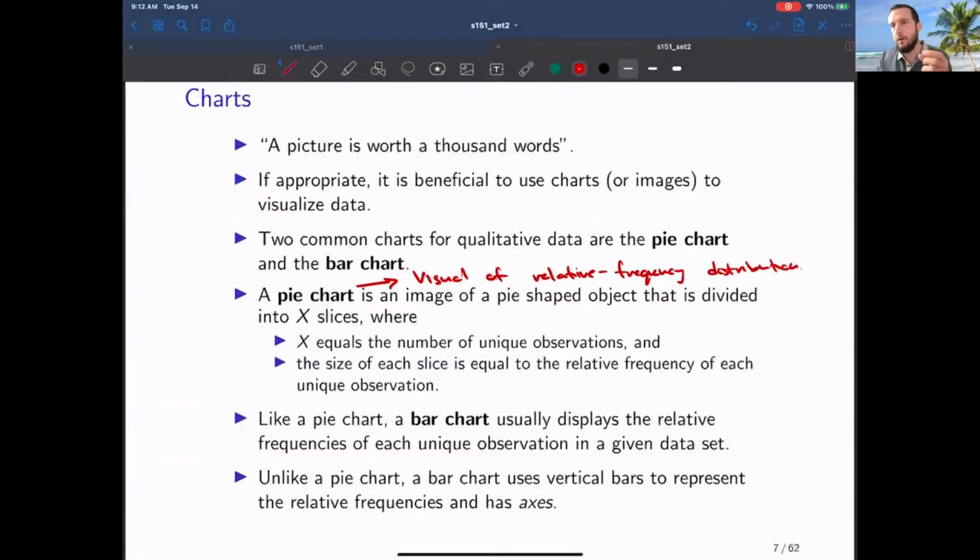A bar chart serves the same purpose as a pie chart, except that instead of slicing a circle into a number of pies, you're using vertical bars to represent either the frequencies or the relative frequencies. So a bar chart can be used to display the frequency distribution or the relative frequency distribution.